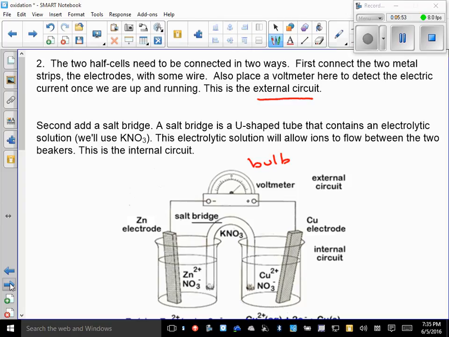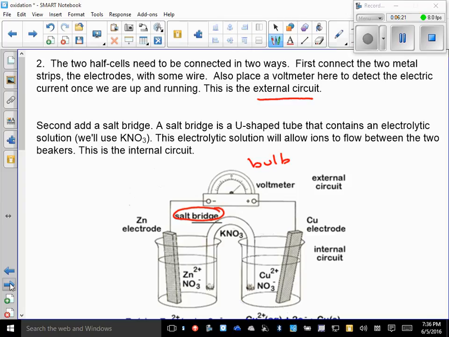Second, we add a salt bridge. A salt bridge is a U-shaped tube that contains an electrolytic solution. In this case, we're going to use KNO3. We use KNO3 because it is an electrolytic solution, and it also is very soluble. It allows ions to flow between the two beakers. This is the internal circuit. So we have this salt bridge right here, and it has a solution.